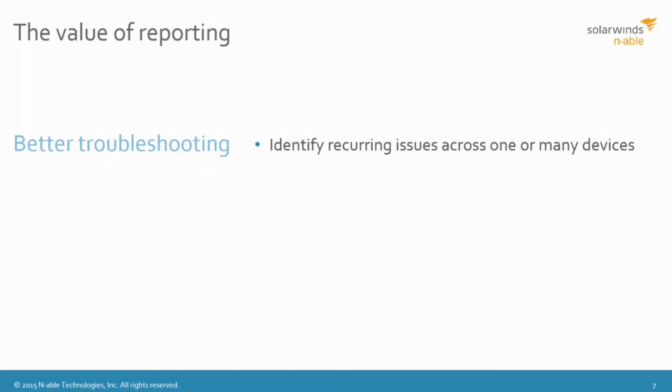So the ability to identify any recurring issues on one specific device or a common issue among many devices, that's something that I couldn't get just by looking at a single device view and seeing today's issues on that device. Whereas a report would show me the last 7 days, the last 30 days, or it would show me multiple servers all experiencing the same issue.